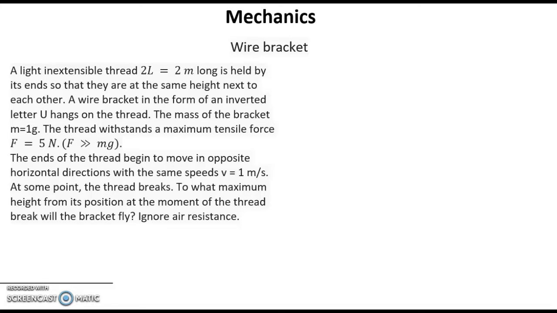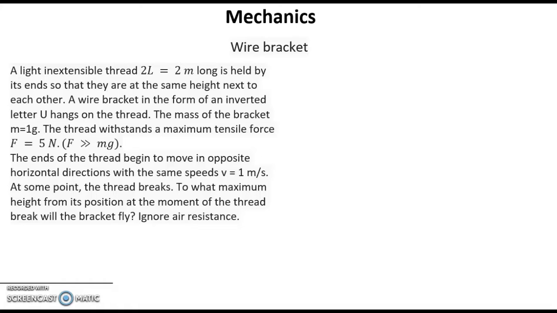Mechanics problem. Wire bracket. A light inextensible thread 2L equal 2 meters long is held by its ends so that they are at the same height next to each other. A wire bracket in the form of an inverted letter U hangs on the thread. The mass of the bracket M equal 1 gram. The thread withstands a maximum tensile force F equal 5 newtons.